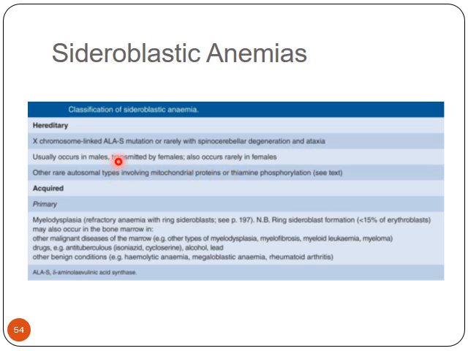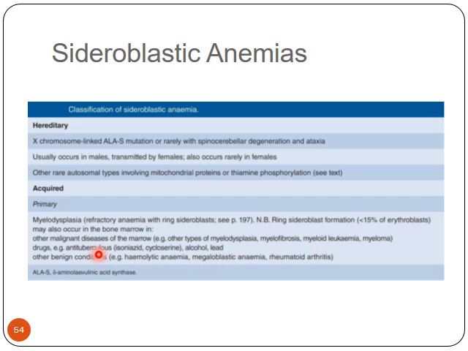It occurs usually in males, transmitted by females, and occurs rarely in females. Other rare autosomal types involving mitochondrial protein or thymine phosphorylation might be present. How about the acquired? It might be primary or secondary to myelodysplasia, refractory anemia with ringed sideroblasts, or other malignant disease of the marrow like myelofibrosis or myeloid leukemia or myeloma.